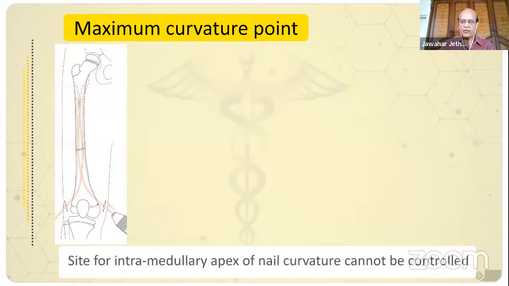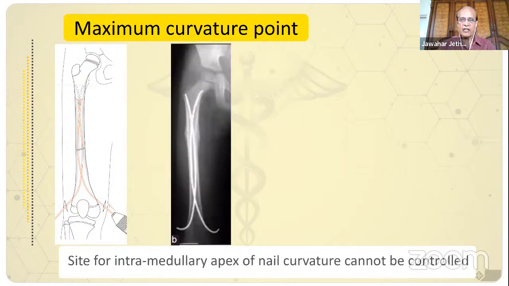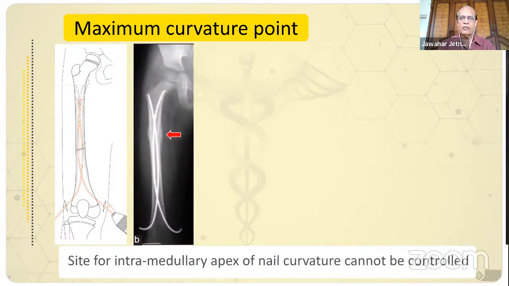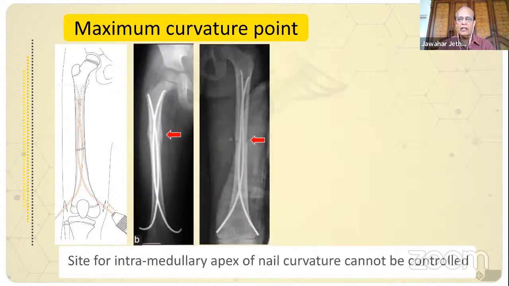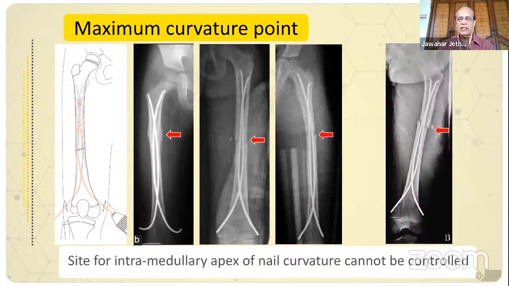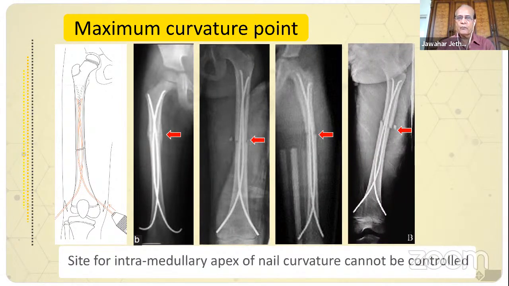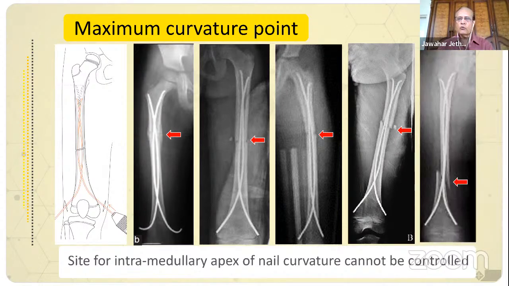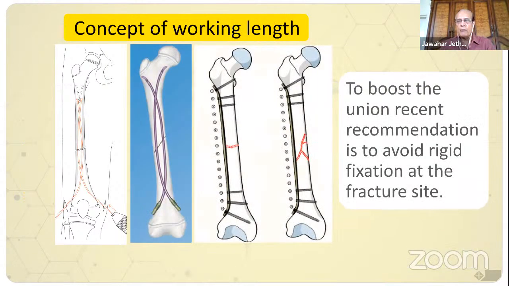About the maximum curvature, we have been trained to try to put that maximum curvature, or we can say spindle or whatever, at the fracture site. But when you see multiple cases which have been healed on the internet, it may not match the maximum curvature, but still it goes with a good amount of healing. So curvature is not in our control. Better we use a good implant and good stability.